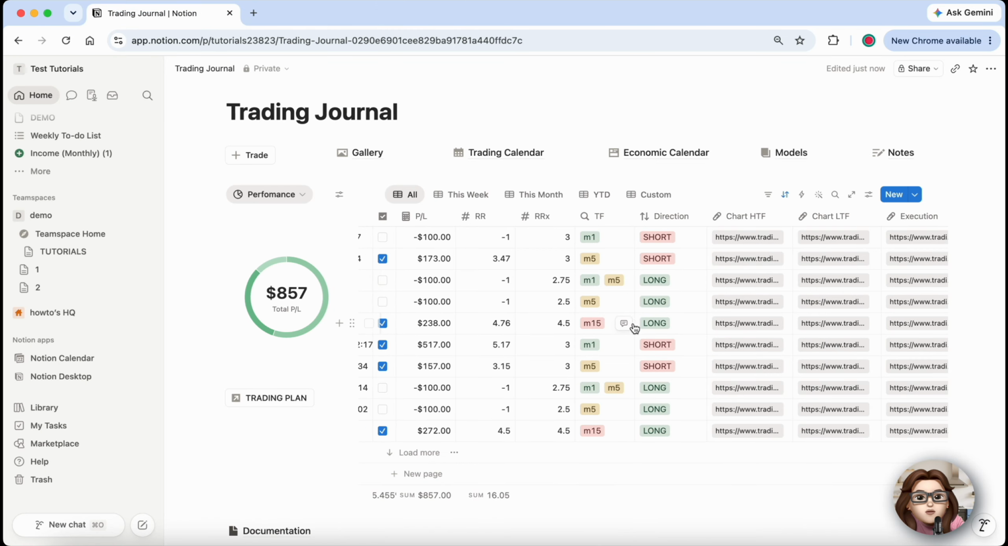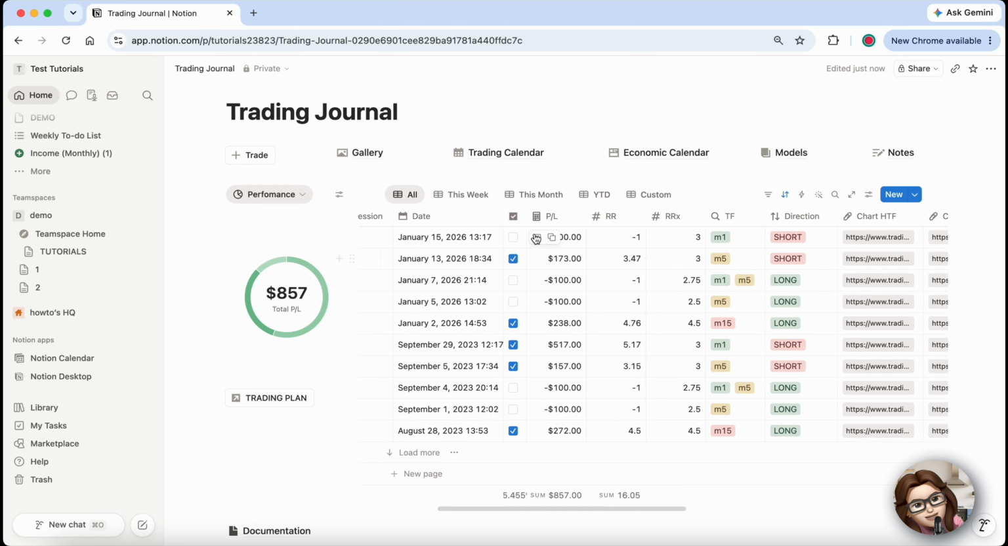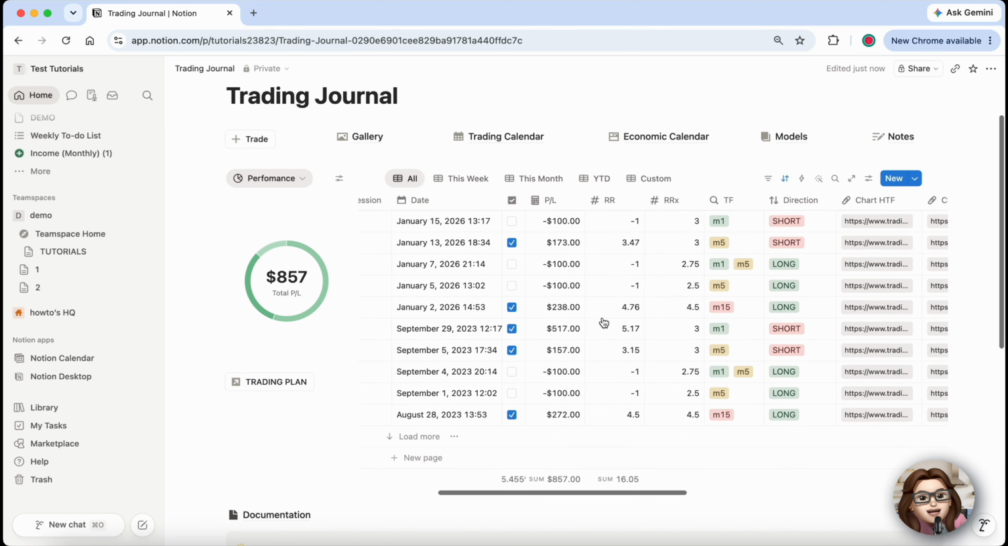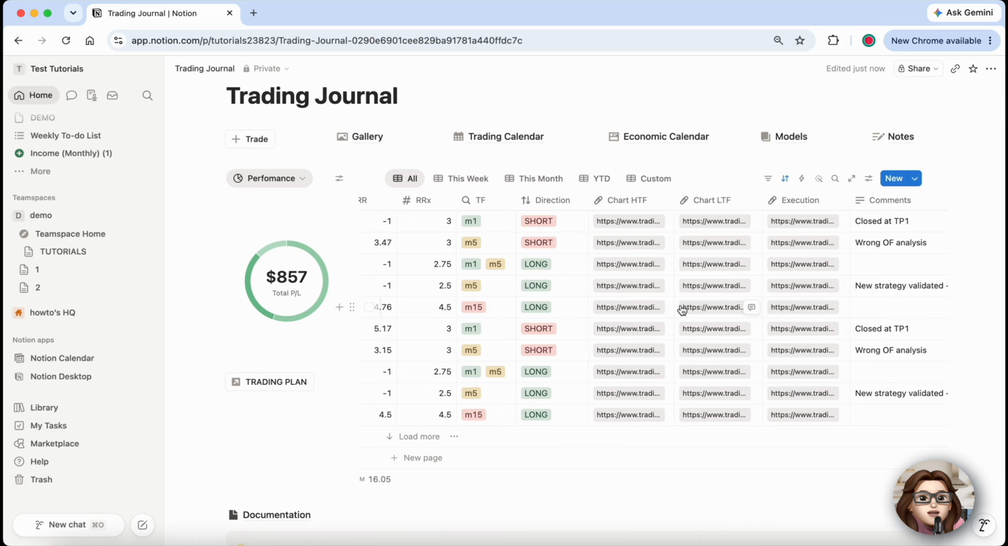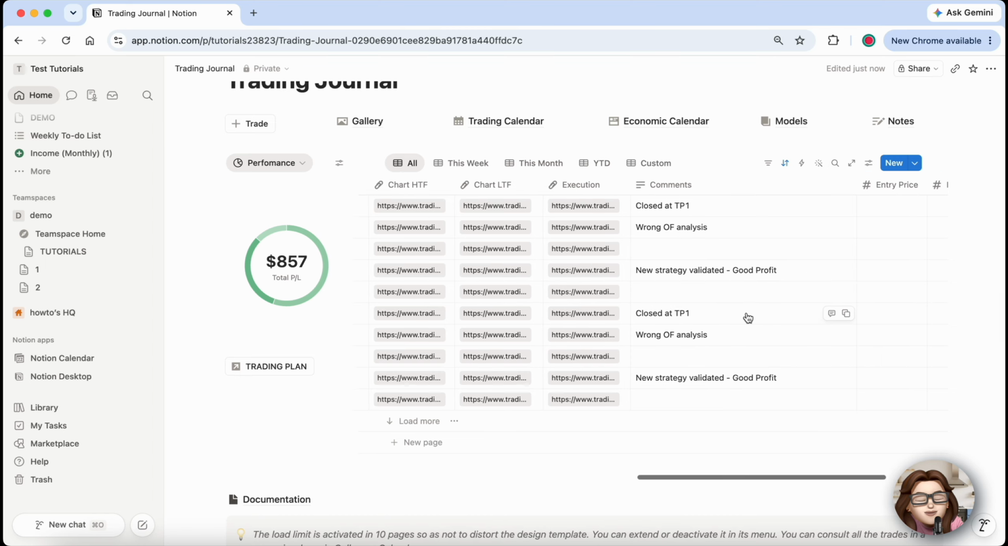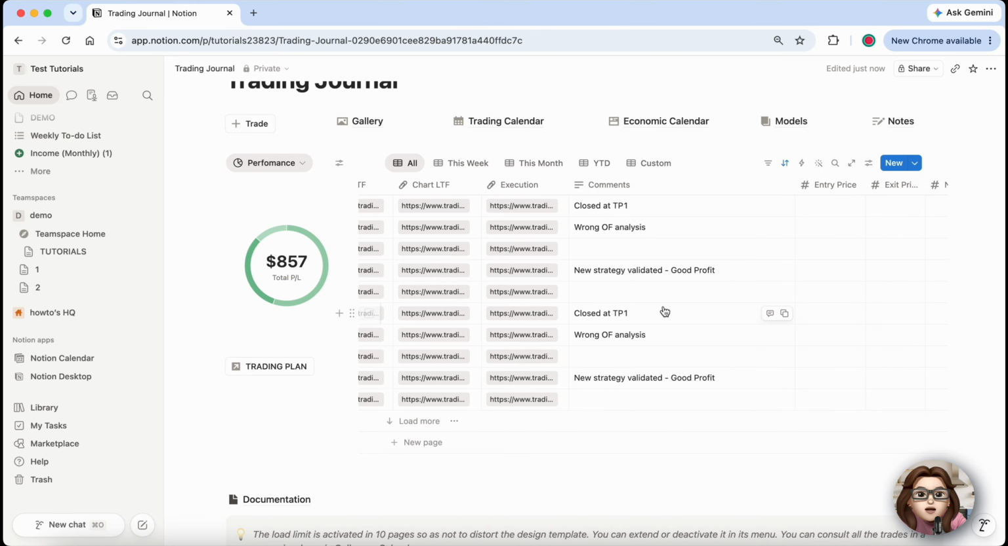Record whether the trade was a win or a loss, along with any observations about your setup or execution. As you continue adding trades, the template will automatically update your trading statistics, including your win rate and other performance metrics if the template supports them.